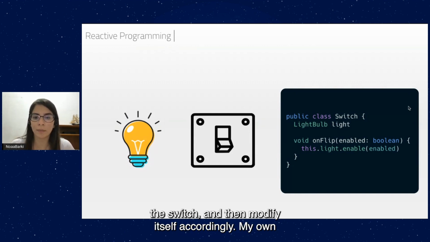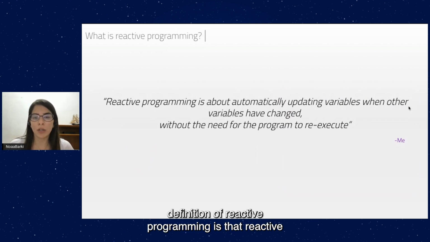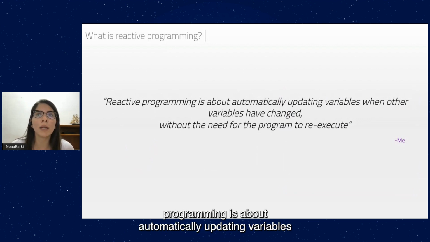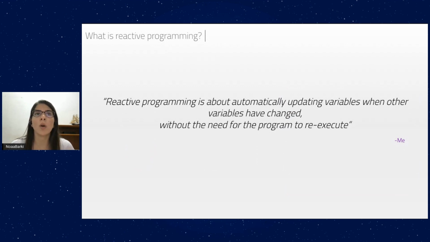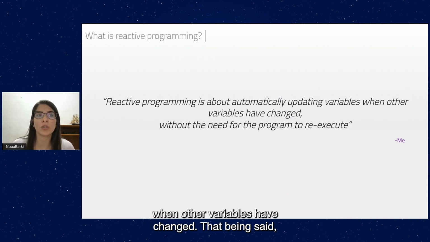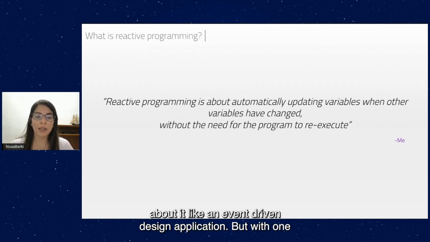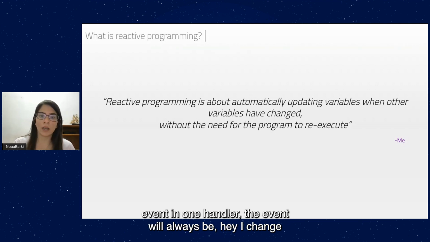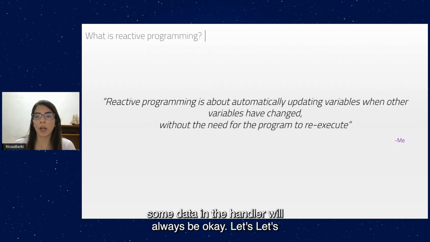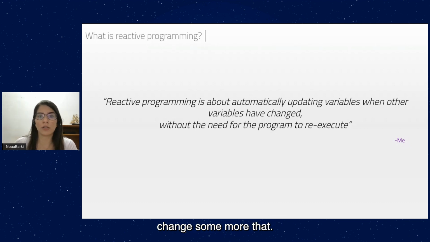My own definition of reactive programming is that reactive programming is about automatically updating variables when other variables have changed. That being said, without the need for the program to re-execute. Think about it like an event-driven application design, but with one event and one handler. The event will always be, hey, I changed some data, and the handler will always be, okay, let's change some more data.